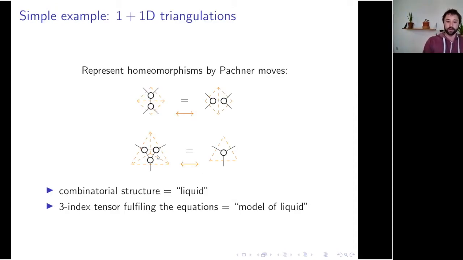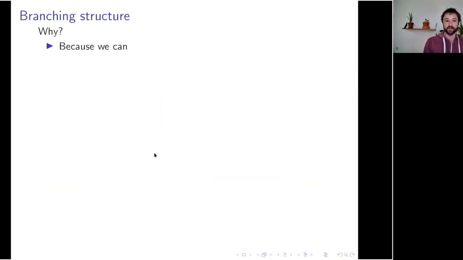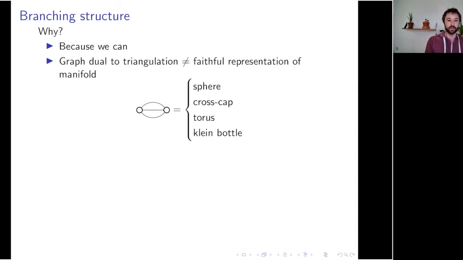in these diagrams, there's no way to distinguish the 3 indices of a tensor, which implies that each tensor is invariant under arbitrary index permutations. By introducing this branching structure, this restriction on the tensor is lifted, so I will get more general models like this. But I would also like to give you 2 more sophisticated arguments why we should introduce a branching structure.